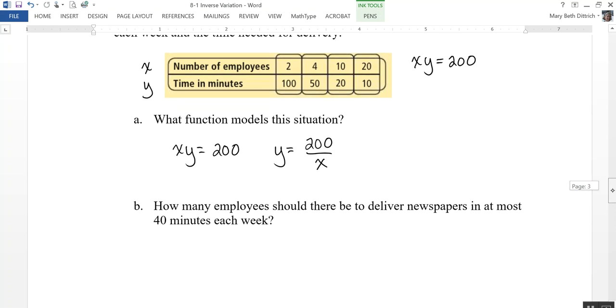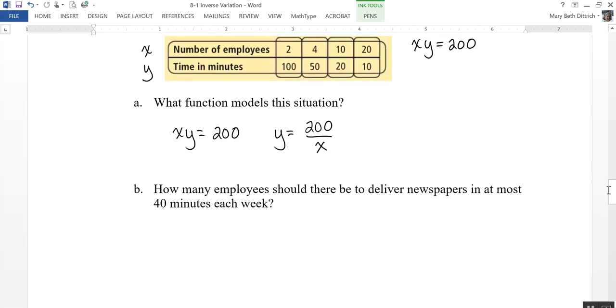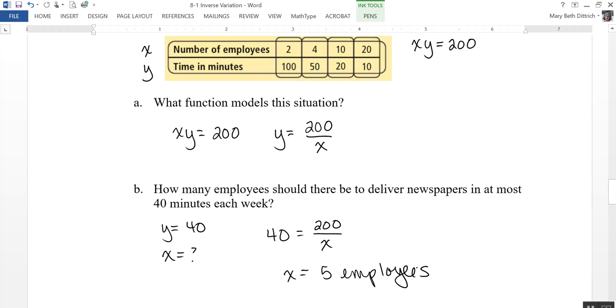Part B, how many employees should there be to deliver newspapers in at most 40 minutes each week? So in other words, if my number of minutes is 40, how many employees do I need? So plugging it into the formula, 40 for y, 200 over x. X is going to be equal to 5, so I need 5 employees to get the papers delivered in 40 minutes at most each week.